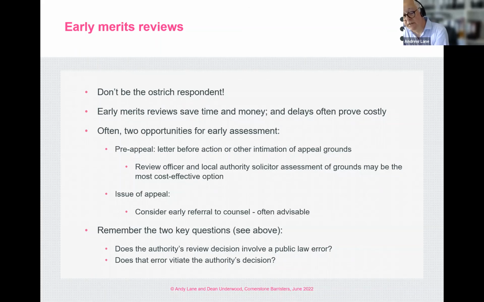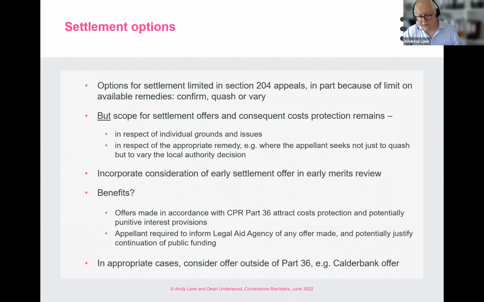And secondly, if it does, is that going to be sufficient to justify a quashing of the decision, or indeed even a variation, if the outcome is inevitable? So those are the two key questions. In terms of settlement options, it's limited, obviously.